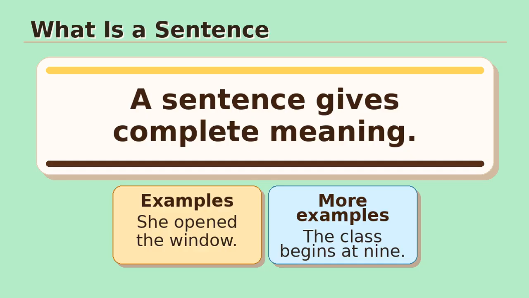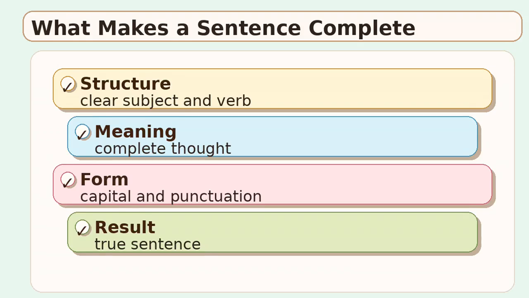A sentence is a complete thought. It usually begins with a capital letter and ends with punctuation. A sentence may be short or long, but it must communicate a full message. To decide whether something is a sentence, check for three things: structure, completeness, and punctuation. Structure alone is not enough. The message must also feel complete.